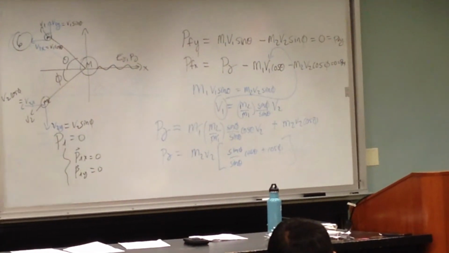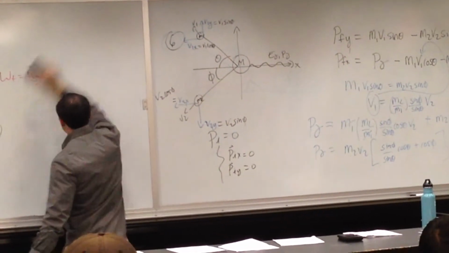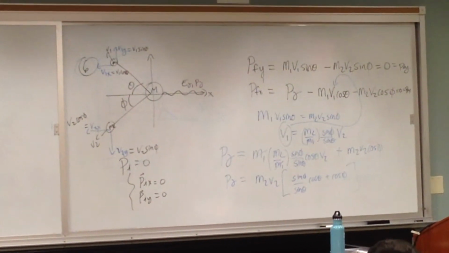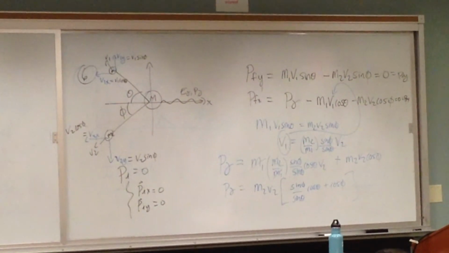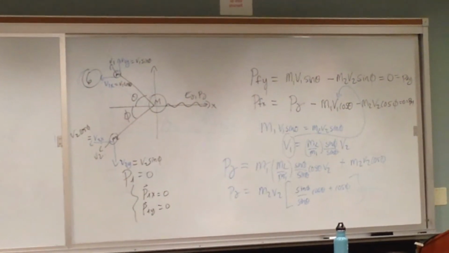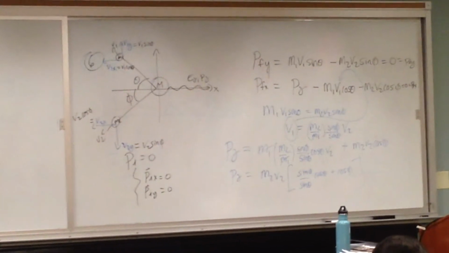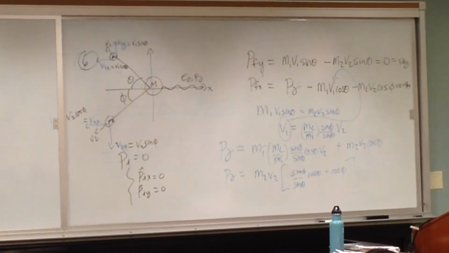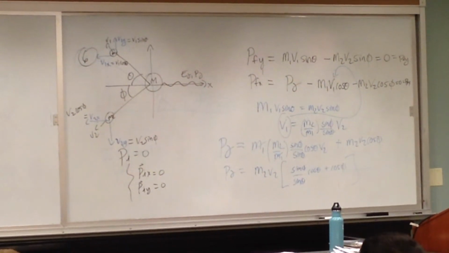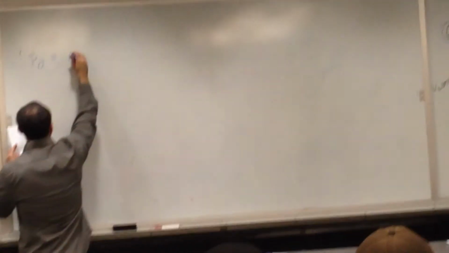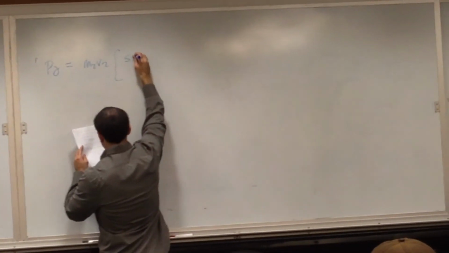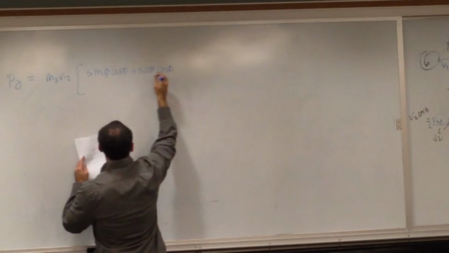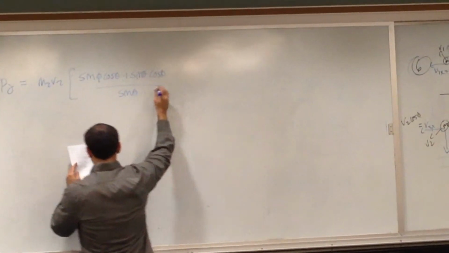If I wanted to, which would help out the problem a lot in terms of this algebra, what I'm going to do right now is multiply cosine phi, the second term in the bracket, by sine of theta divided by sine of theta, so that I have a common denominator. So if I do that, what I end up getting is p gamma is going to be equal to m2 v2 times sine phi cosine theta plus sine theta cosine phi, divided by the sine of theta.